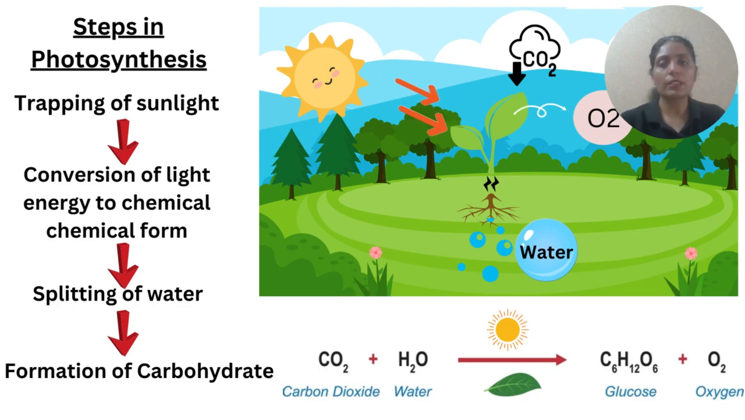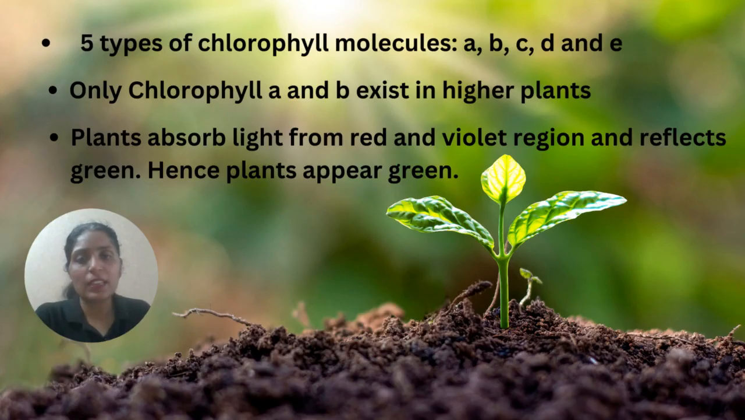Once the energy gets converted into chemical form, it splits the water into hydrogen and oxygen molecules. Oxygen is released as a byproduct into the surroundings, and the hydrogen molecule combines with carbon dioxide to form glucose. There are five types of chlorophyll molecule: chlorophyll A, B, C, D, and E. Out of that, only chlorophyll A and B exist in most of the plants.